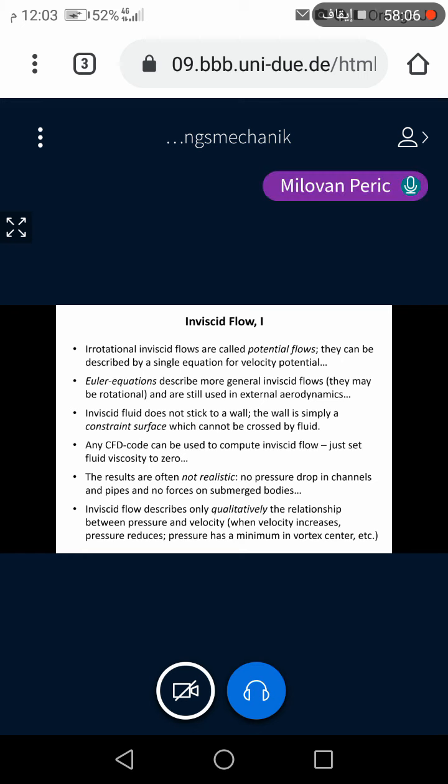The results are often not realistic. As I said, the modeling error is large. So there's no pressure drop in tunnels and pipes, no force on submerged bodies, so this is obviously totally wrong. What the inviscid flow does show is qualitatively the relationship between pressure and velocity.